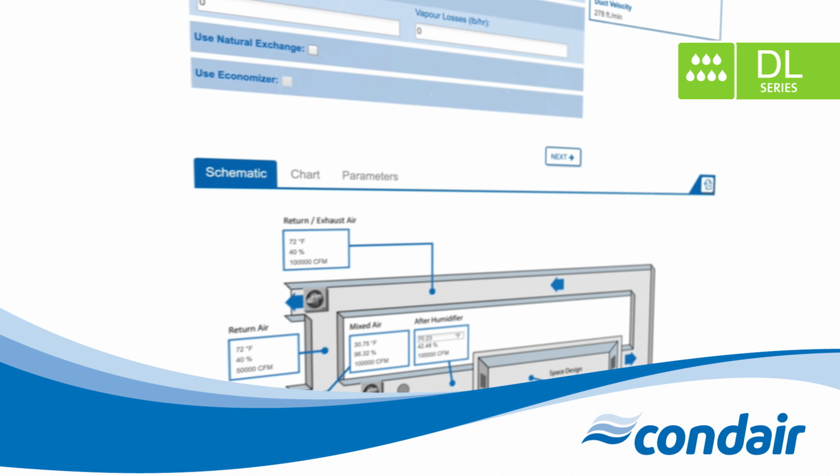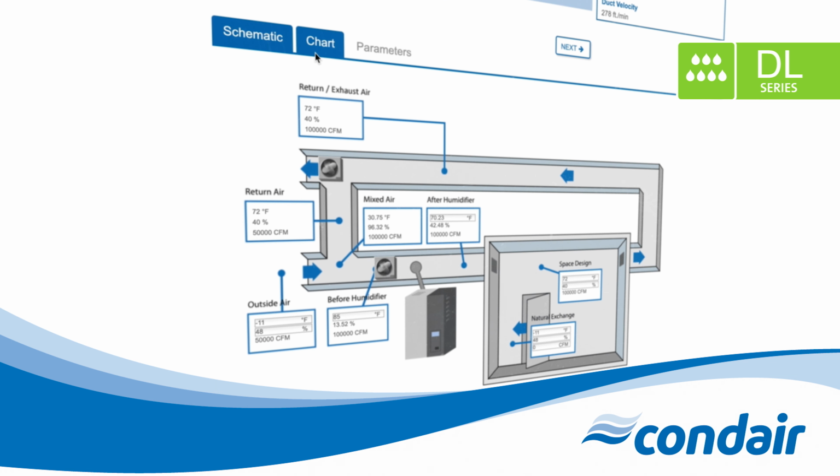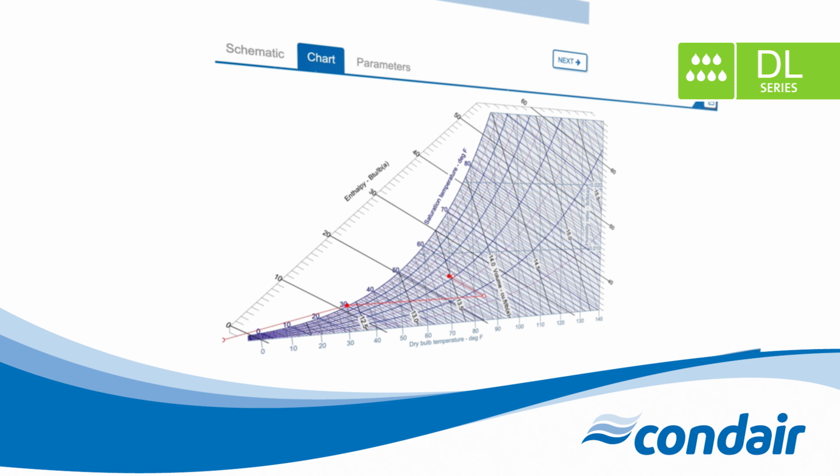Scrolling down, you will see 3 tabs: Schematic, Chart, and Parameters. Selecting the Schematic tab will show a model of the space according to the conditions you've entered. Under the Chart tab, the process will be displayed on a psychrometric chart.